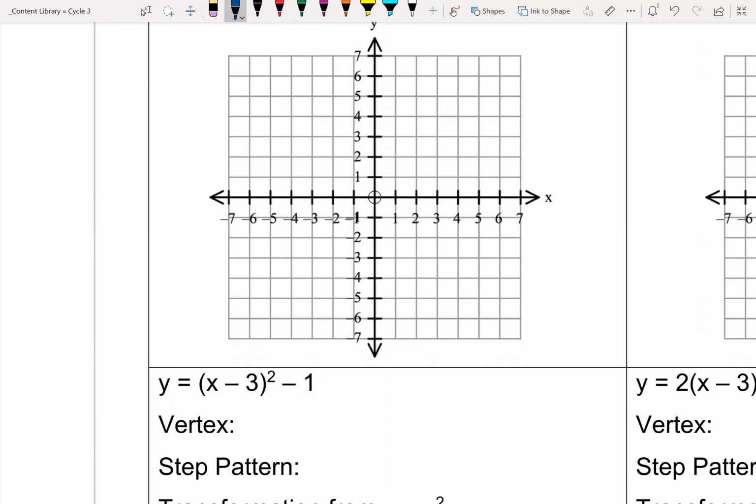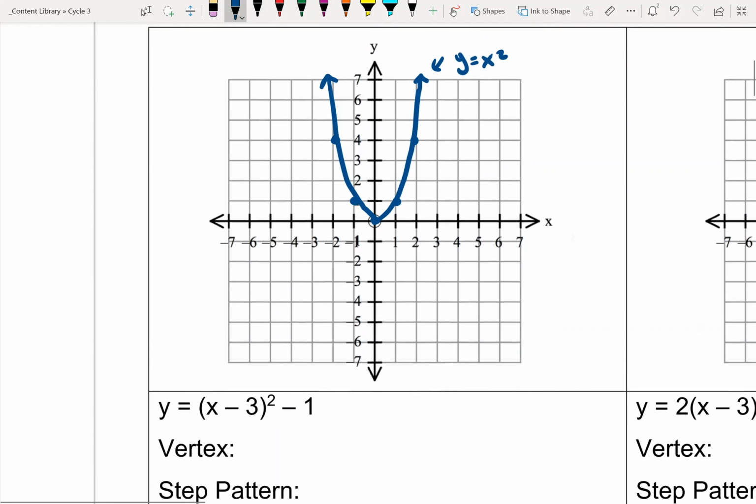You could start off by drawing the base form of a quadratic, which is y equals x squared. And if you go back to the notes, we should see that this is what the base form looks like. So that is our base form. Again, you don't need to draw this, but if it helps you to do it this way, you're more than welcome to.